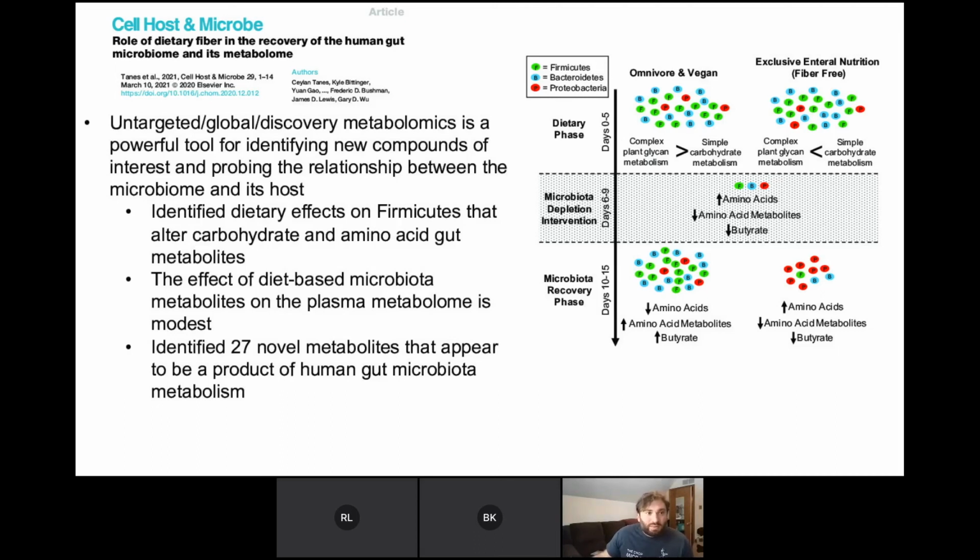So this study is an example of using untargeted metabolomics to probe the relationship between the microbiome and its host. The key takeaways are that we identified dietary effects on firmicutes that alter carbohydrate and amino acid gut metabolome, and the effect of diet-based microbiota metabolites on the plasma metabolome is fairly modest, and that data I didn't go into detail for the sake of time, but you can feel free to look at the paper and contact me about it if you'd like. And finally, we identified 27 novel metabolites that appear to be a product of the human gut microbiota metabolism.